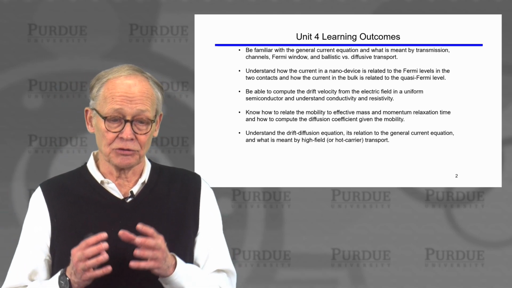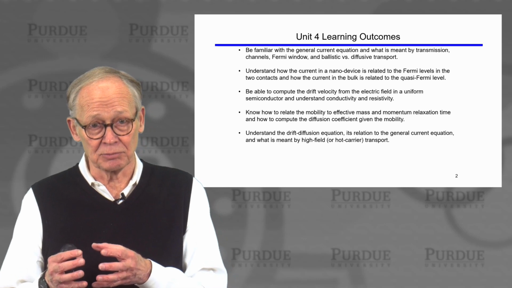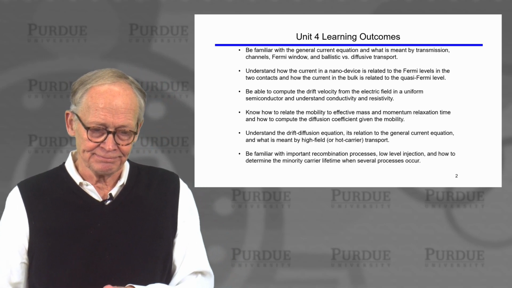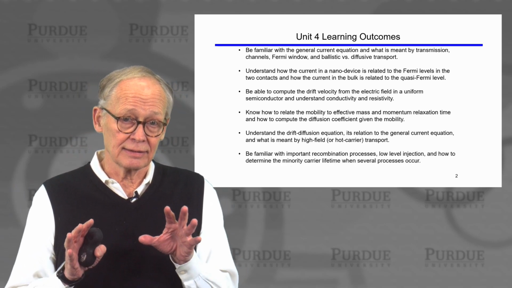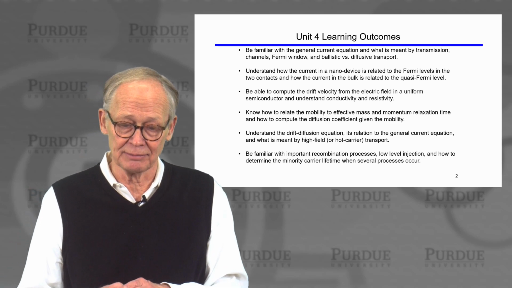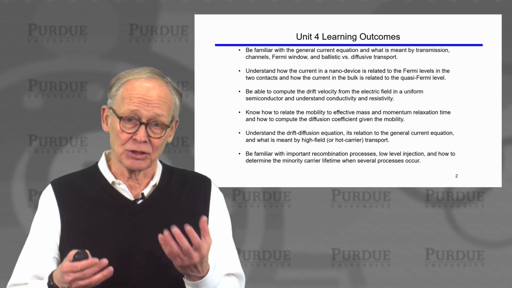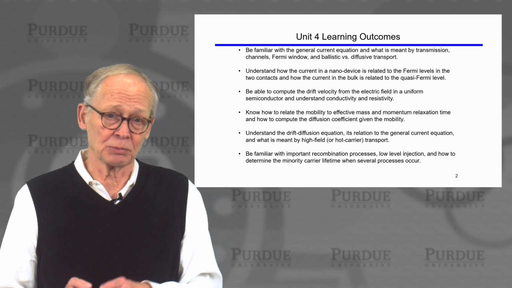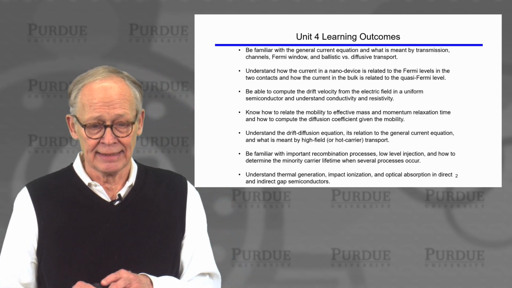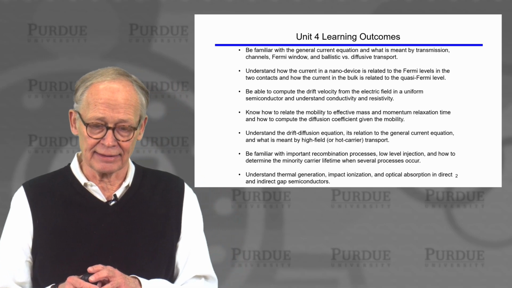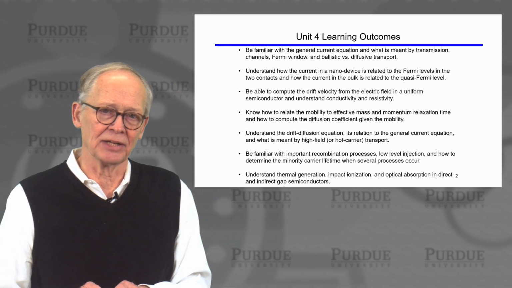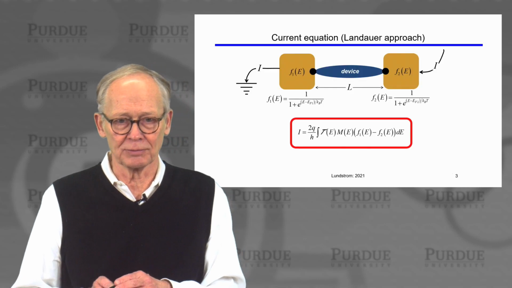Putting that all together, we wanted to understand the drift-diffusion equation, how it relates to this more general current equation, and also what is meant by hot carrier or high field transport. Then we wanted to develop an understanding of some important carrier recombination mechanisms. These are important out of equilibrium, what we mean by low-level injection, how we determine the minority carrier lifetime when several processes are occurring. And finally, we wanted to understand carrier generation processes: thermal generation, impact ionization in a high electric field, optical absorption in direct and indirect gap semiconductors. So let's quickly go through some of these concepts as you review what we've done in Unit 4.